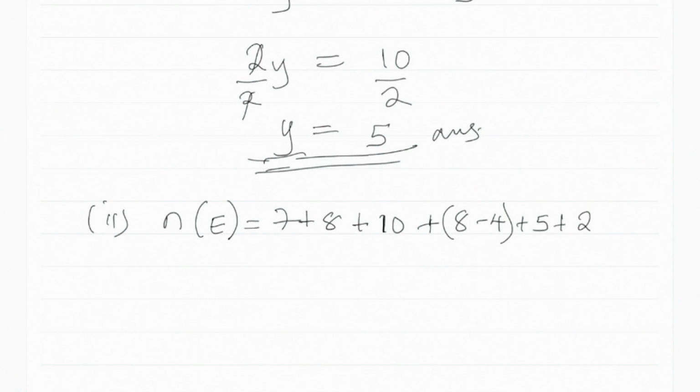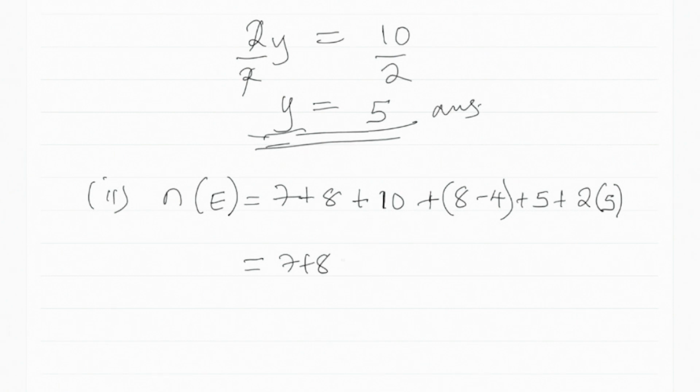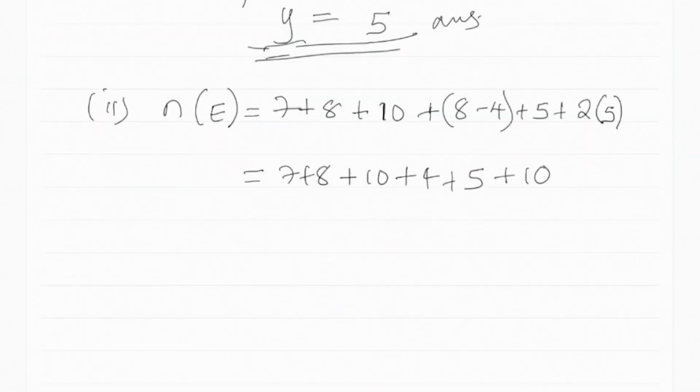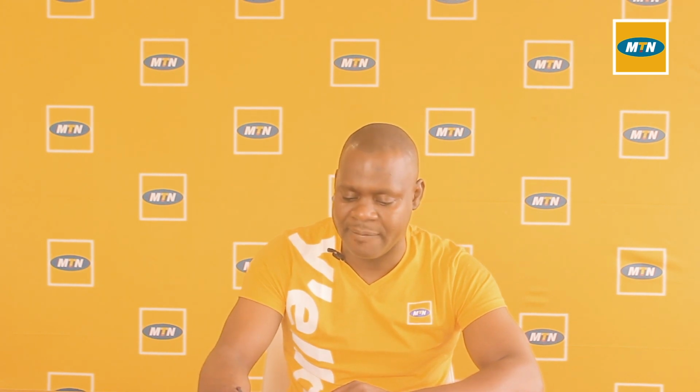Y is 5, so we are multiplying there. We're going to replace the value of y by 5 like that. Then after simplifying we are going to have 7 plus 8, plus 10, plus 4, plus 5, plus 10. Just making it very simple for you to follow. Then once we add everything here, we are going to have 44. So the number of elements in the universal set is 44.